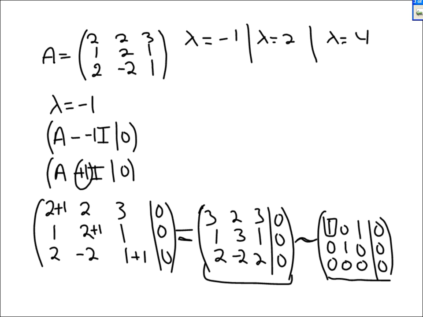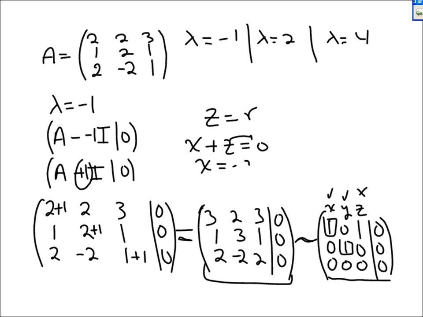Row 1 has a leading entry, row 2 has a leading entry, row 3 does not. Column 1 has a leading entry for some row, column 2 has a leading entry for some row, column 3 does not. So z is equal to r. The first row says 1x plus 1z is 0. Bring the z over, and you get x is negative z. But z is r.